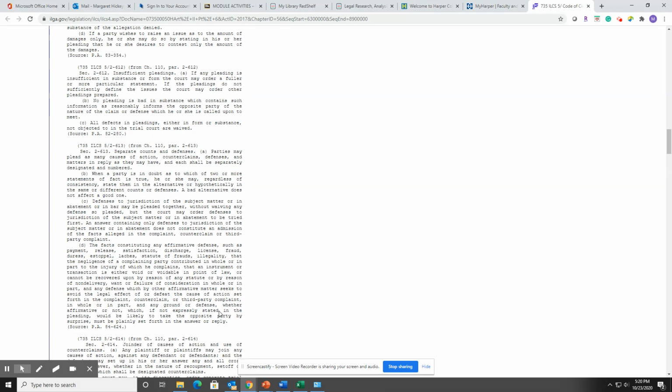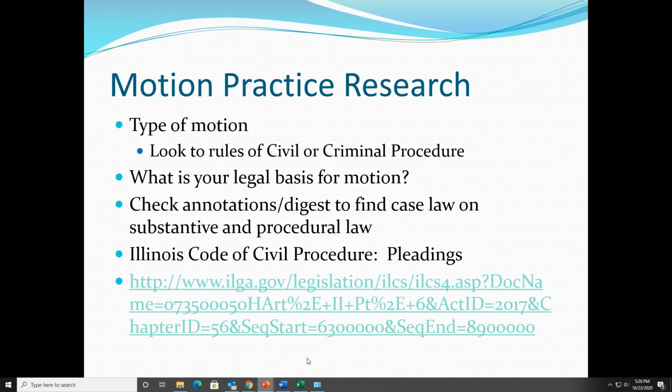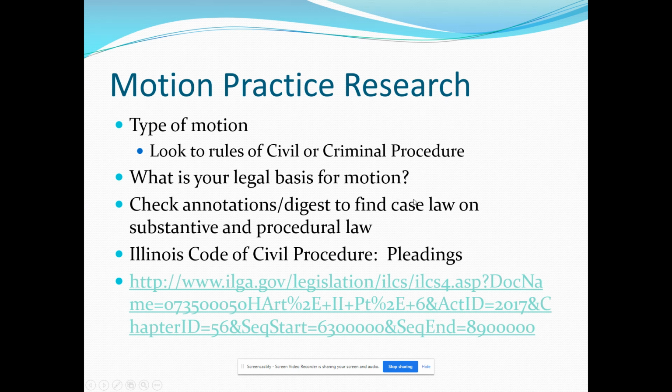So that's kind of what I mean by your legal basis with the rule, but then you also need a substantive basis for it. So you're like, well, the pleadings are defective because they haven't established a negligence claim. So then you're like, okay, it's that rule that we're basing the motion on, but now we have to find our case law that says what are the elements of a valid negligence action in these particular factual circumstances. So it's kind of a two-part research process.